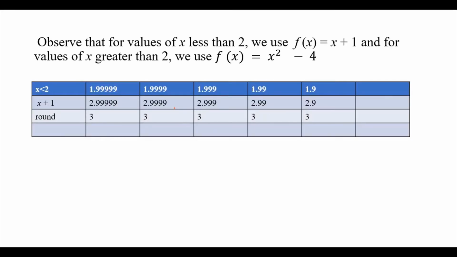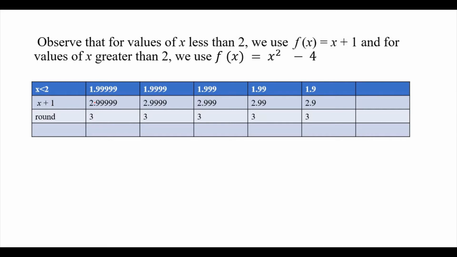So to do that, I created a table. In this table, I'm going to choose numbers that are less than 2. And since I am choosing numbers that are less than 2, remember, the branch that matches that is f of x equals x plus 1. So I have chosen numbers that are very, very close to the number 2. I started with 1.9 and then 1.99, 1.999, and so on.